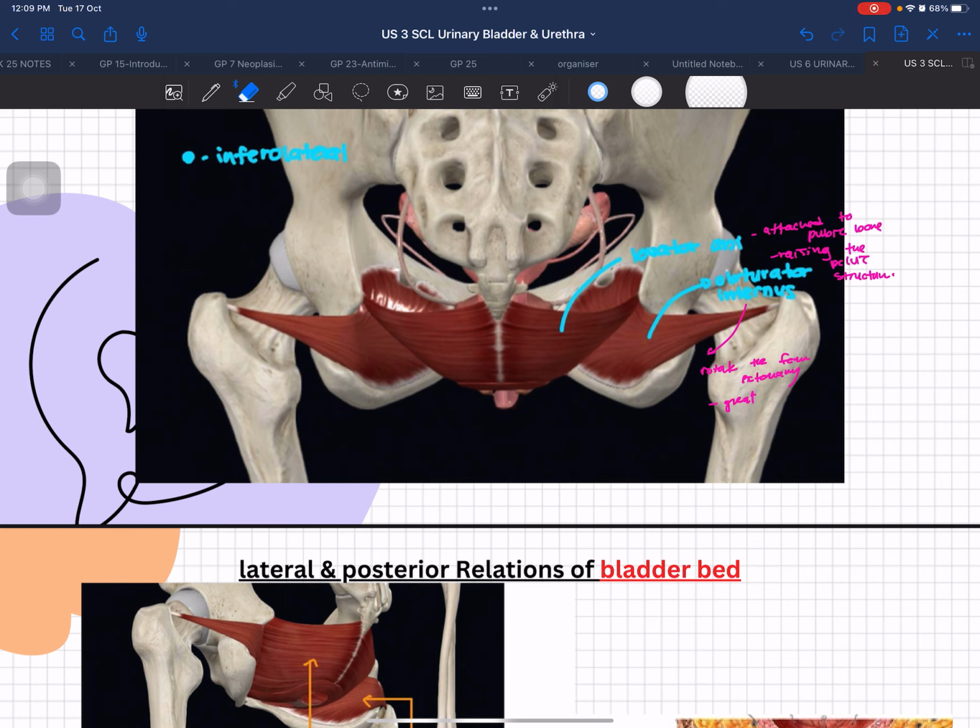Next. So for the bladder bed, we have 2 muscles again. We have the levator ani in the middle and obturator internus, which is lateral to the bladder. Okay, next. Okay, that's all for me.